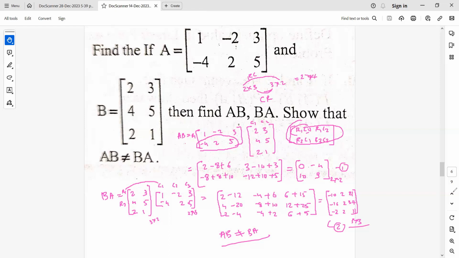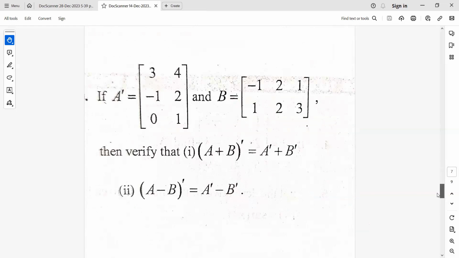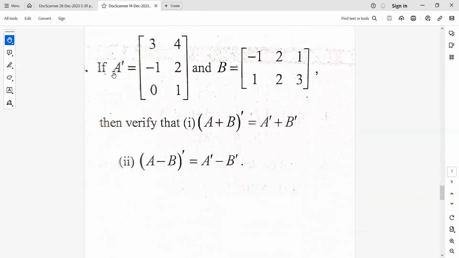So next we will be discussing the next question now. Yes. So next question. This question is easy. Just A transpose, A dash, is given, and B is given. First they are asking us to verify that (A plus B) transpose is equal to A transpose plus B transpose. Whenever we are adding, we just need to add the corresponding elements, first element with first element, second with second, and so on.